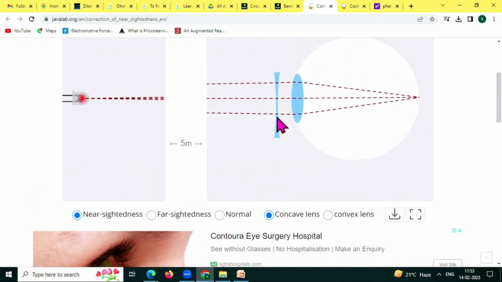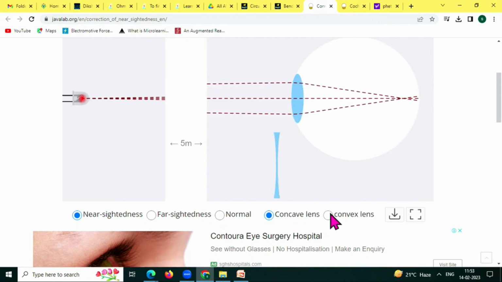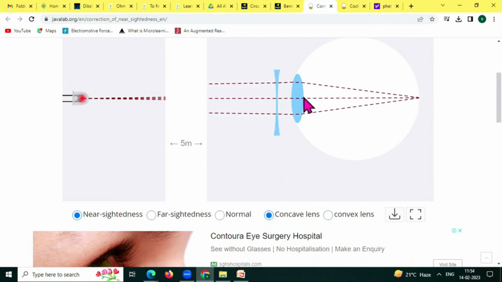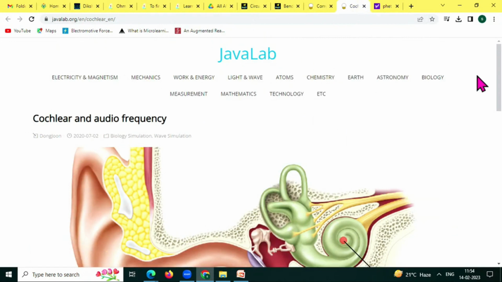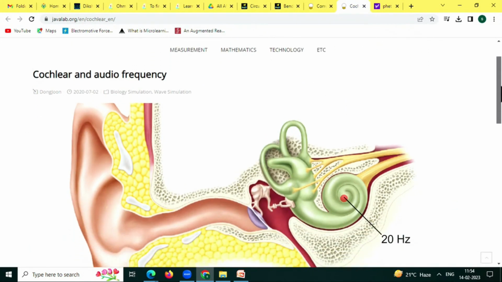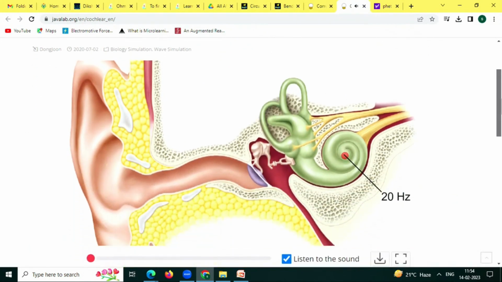So, do we need to use a concave lens or a convex lens? You can see that if we use a wrong lens, then we cannot observe the distant object properly. So, we need to bring in a concave lens, and then we see that the rays are focused on the wall of the retina. Similarly, another resource is the structure of the ear, given in class 8 teaching learning.